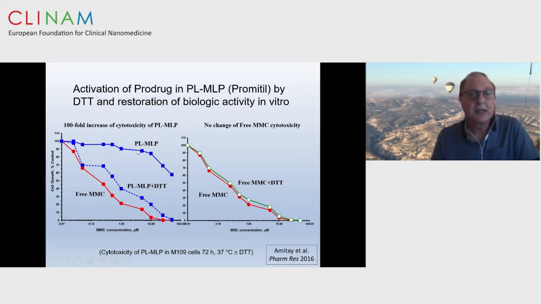PLMLP is the abbreviation for Promethyl, pegylated liposomal mitomycin C lipidic product. And when we add DTT to the culture, you can see that we can get a 100-fold increase of cytotoxicity. And on the other hand, DTT does not change whatsoever the cytotoxicity of free mitomycin C.